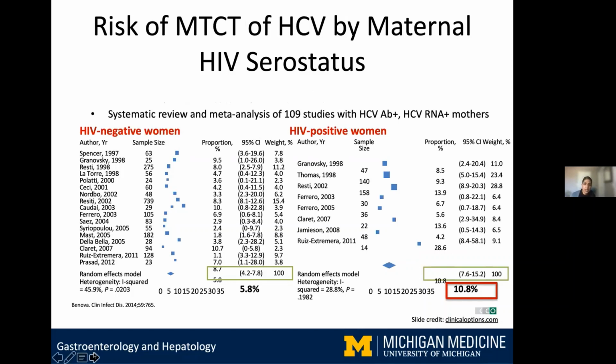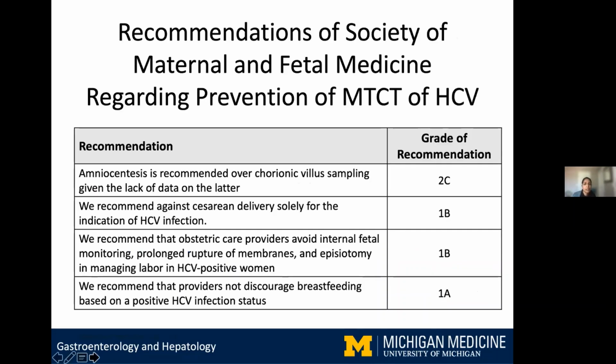So this kind of summarized what I showed you already, that in HIV negative women, the risk of transmitting Hep C infection to the newborn is between 4 and 6%, and in women, it's between 10 and 11% if they have HIV infection. Now, the Society of Maternal and Fetal Medicine also has some recommendations regarding prevention of mother-to-child transmission, and I've also included the grade of evidence in terms of the recommendation strength.